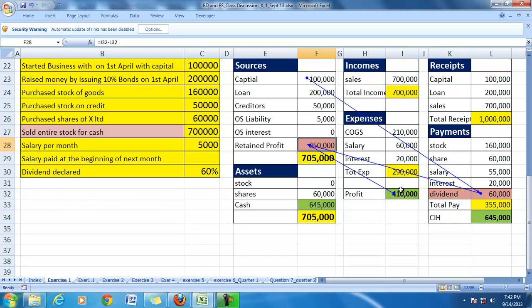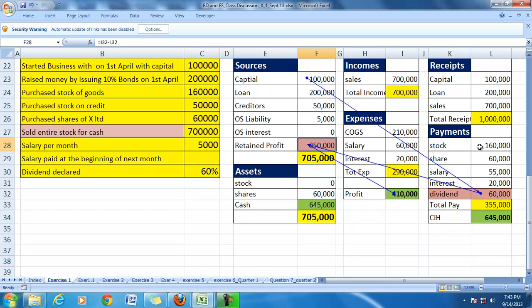So the entire profit has not been retained, but a part of the profit has been distributed, and the part has been calculated as a percentage of capital. The dividend is calculated as a percentage of capital. Dividend is a payment, and it will reduce the retained profit to the extent of the amount distributed. This is one of the ways in which the dividend can be shown.